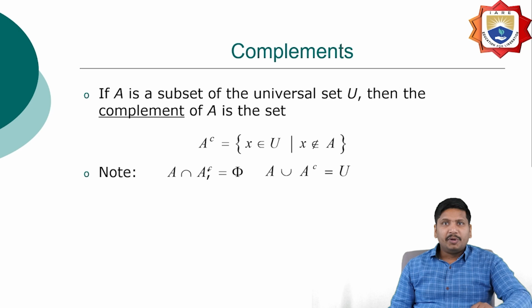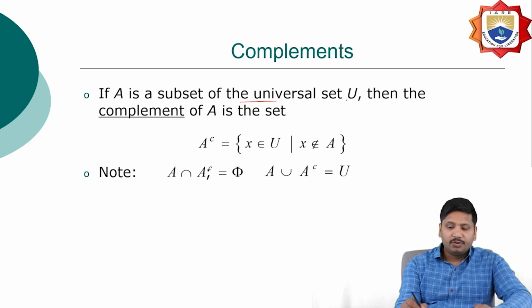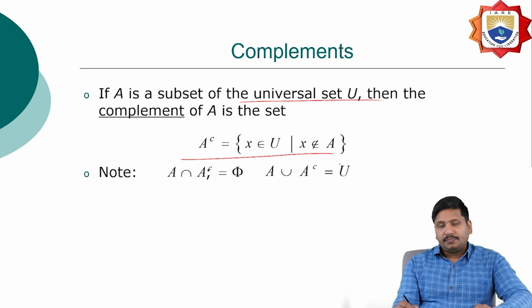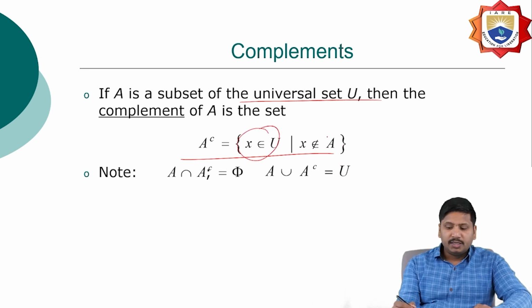And next one is complement. If A is a subset of the universal set, then the complement of A should be a set. So how can I write it? A complement is equal to the set of X such that X belongs to the universal set and X does not belong to A.